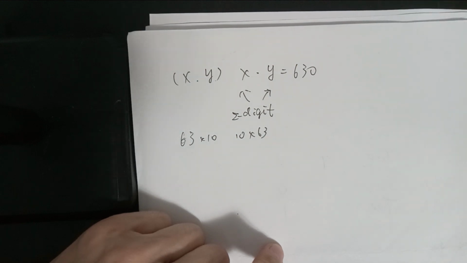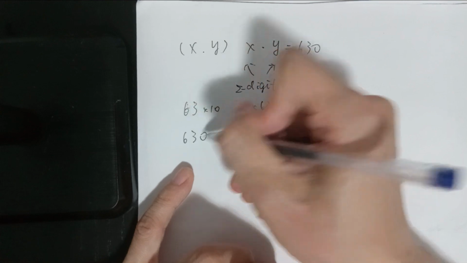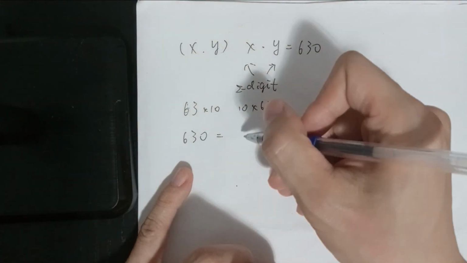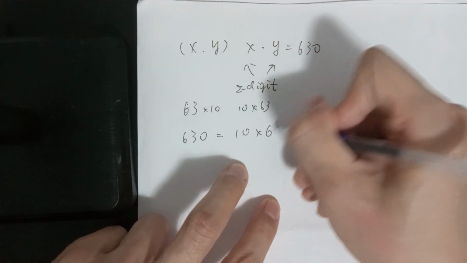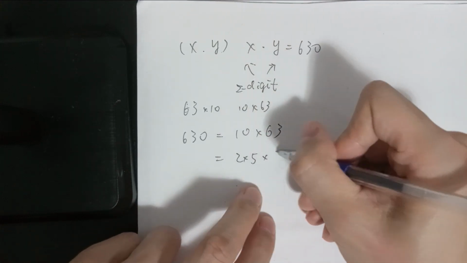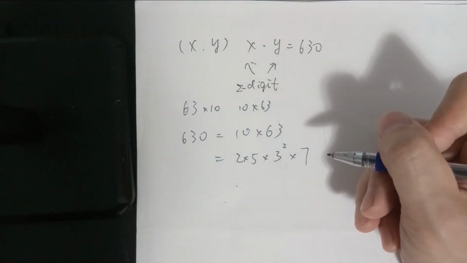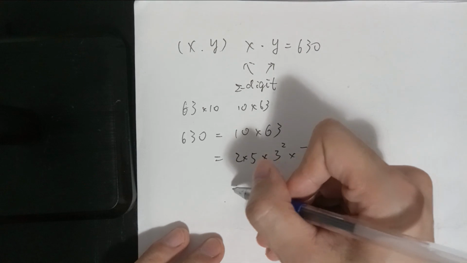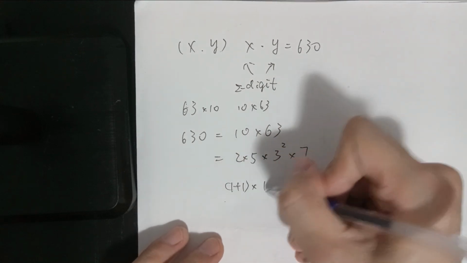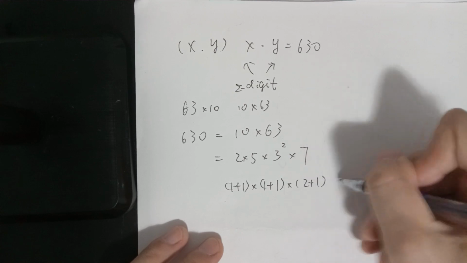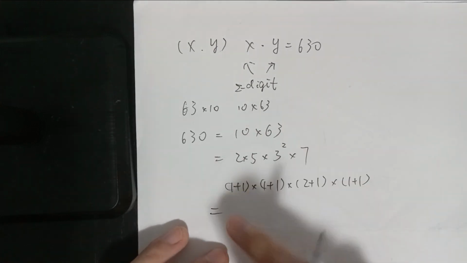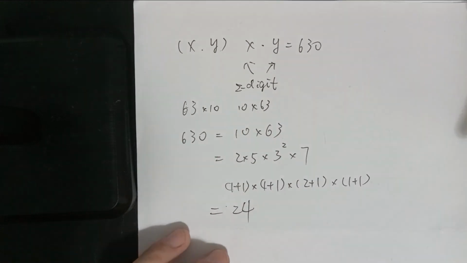Then, of course, we can name a few like 63 times 10, but how can we make sure that we are not missing anything? So we need to first factor 630 to get a general idea of what is going on here. It is 10 times 63, which goes to 2 times 5 times 3 to the power of 2, or 3 squared, times 7. Based on that, the total number of factors of 630 is (1 plus 1) times (1 plus 1) times (2 plus 1) times (1 plus 1). What's that? 2, 2, 2, 8. That is 24.